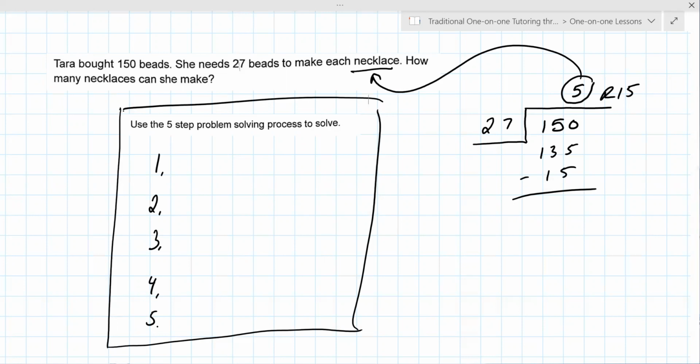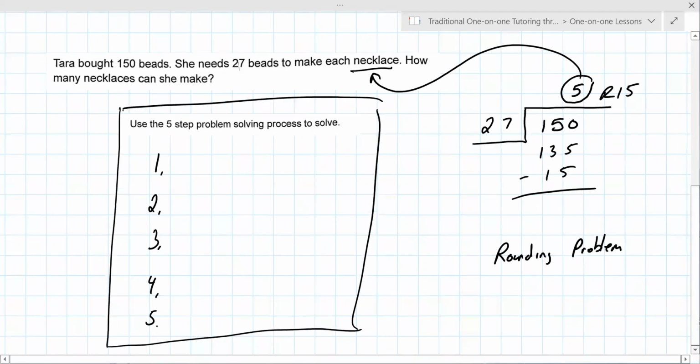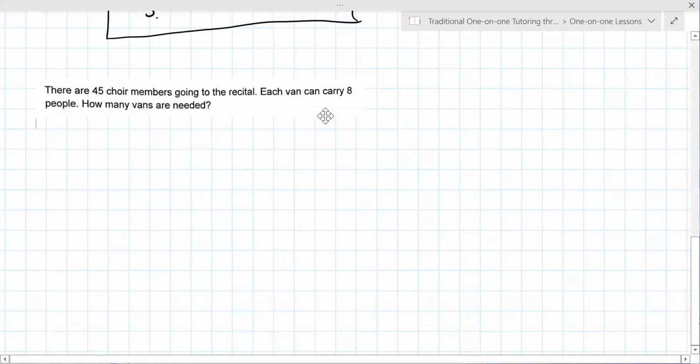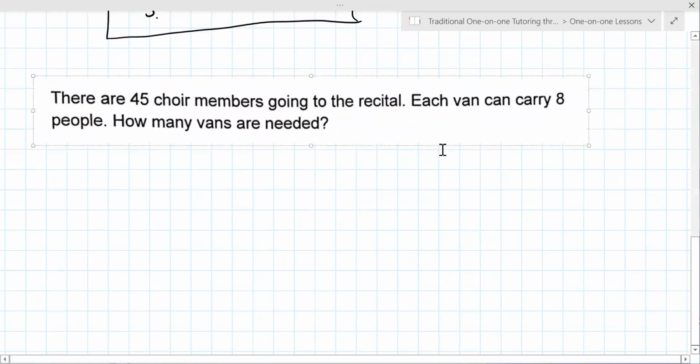Now, what's interesting is not all the problems are a rounding down problem. This is considered a rounding down problem because you don't care about the leftovers. But when we look at this next question, the choir members, the issue here is that if you do 45 divided by 8, it looks like you got 5 with a remainder of 5.